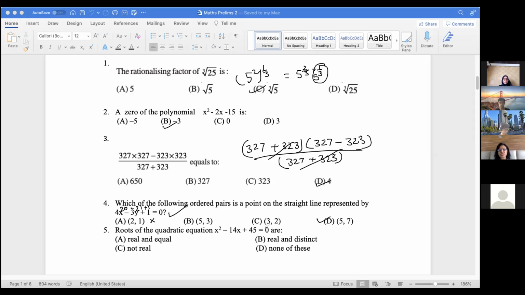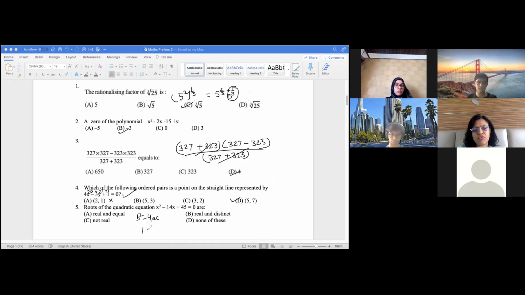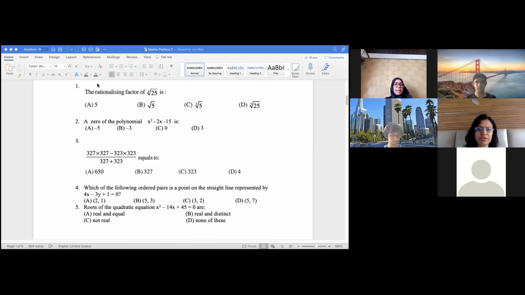Roots of the quadratic equation equal to 0 are. Now, how do we check this? By finding the determinant. Not determinant, sorry, discriminant. Discriminant is b square minus 4ac. What is b square? b square is 14 square, which is 196, minus 4 into 45. So what is the answer? You will get C. It is greater than 0. So when the discriminant is greater than 0, the roots are real and distinct. That is the condition. So this is all rough work that will be required.